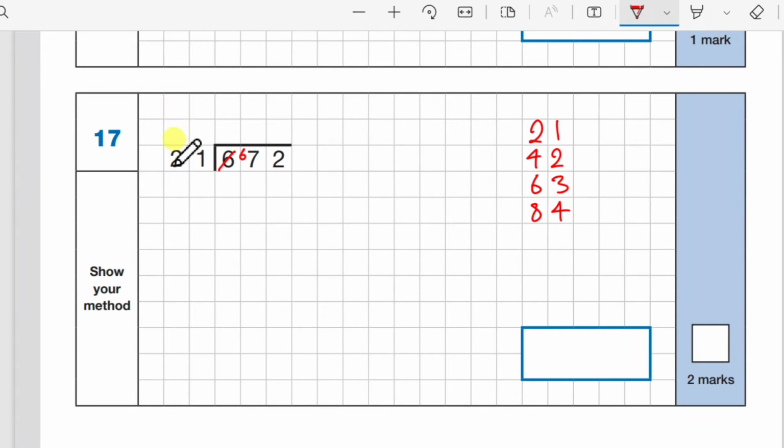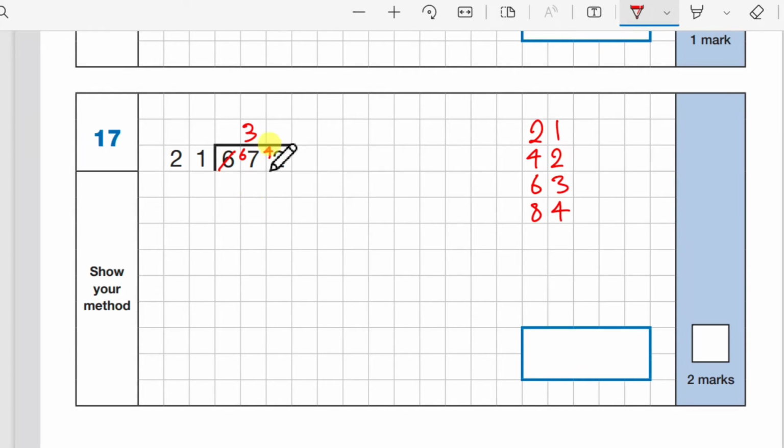So now, because you want to find how many times 21 goes into 67, we can clearly see it goes 3 times. It stops at 63. So it's 3 times, and then the difference between 63 and 67 is just 4. So you stick a remainder of 4 here.